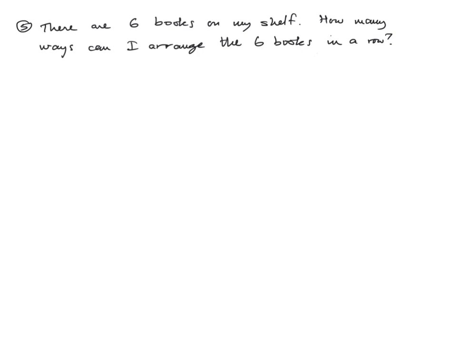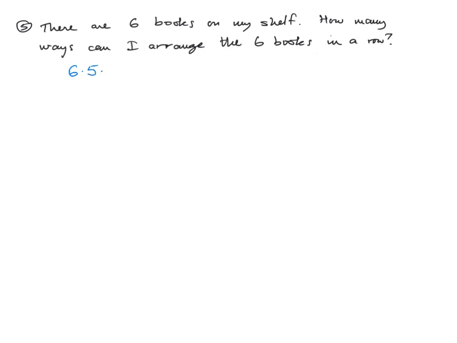Okay, there are 6 books on my shelf. How many ways can I arrange the 6 books in a row? Well, first of all, for the very first book, I have 6 possibilities. Now I'm continuing my choices. So I made the choice for the first book times, but now I only have 5 books left to choose from because the first book's already on the shelf. So times 5 possibilities.